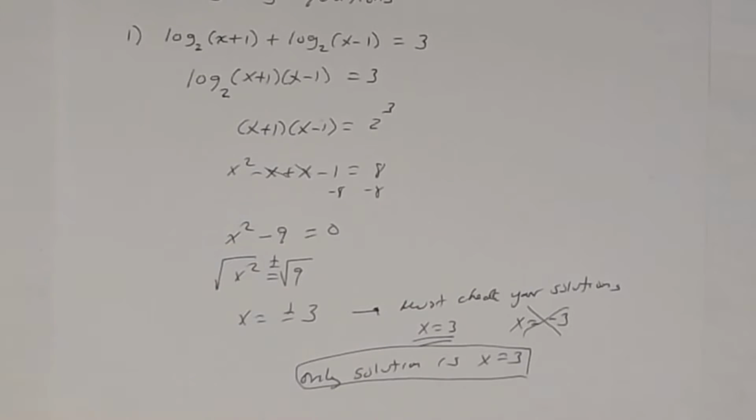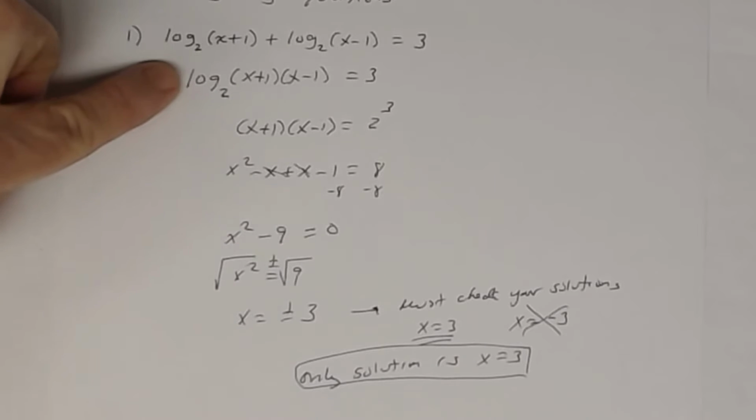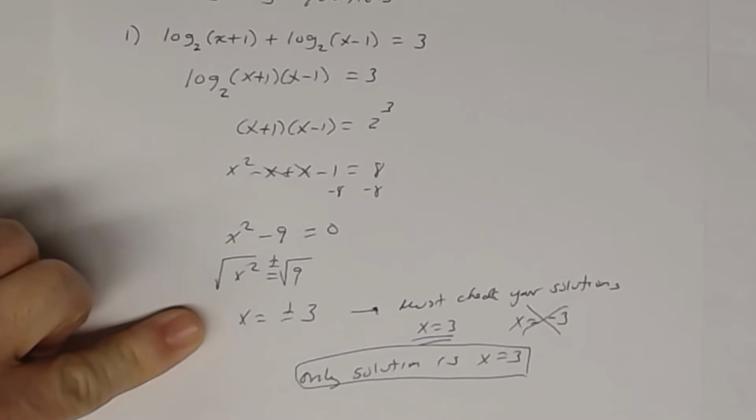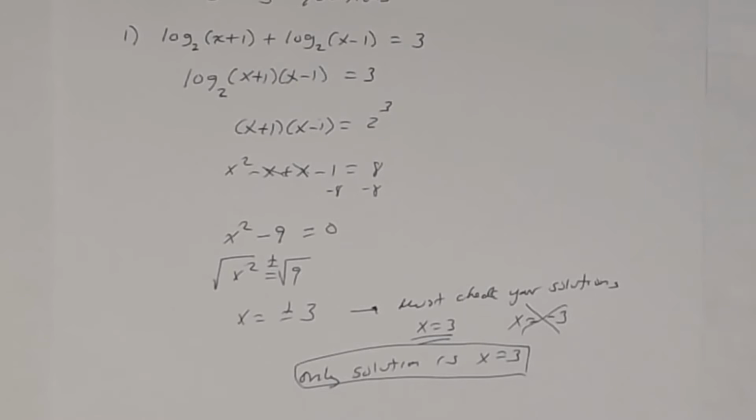All right, so that's number 1. So number 1, the solution is x equals 3. There's your work. You must show the work. All right? Okay, let's look at number 2. So number 2, we have this equation. So let's see. Here's number 2.